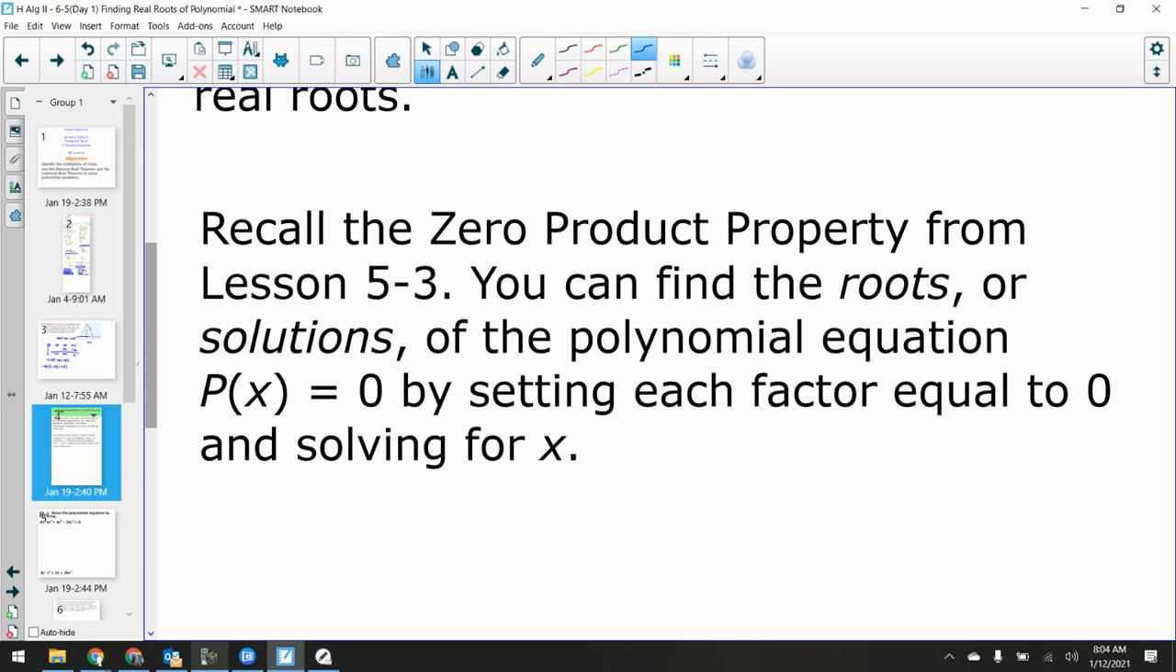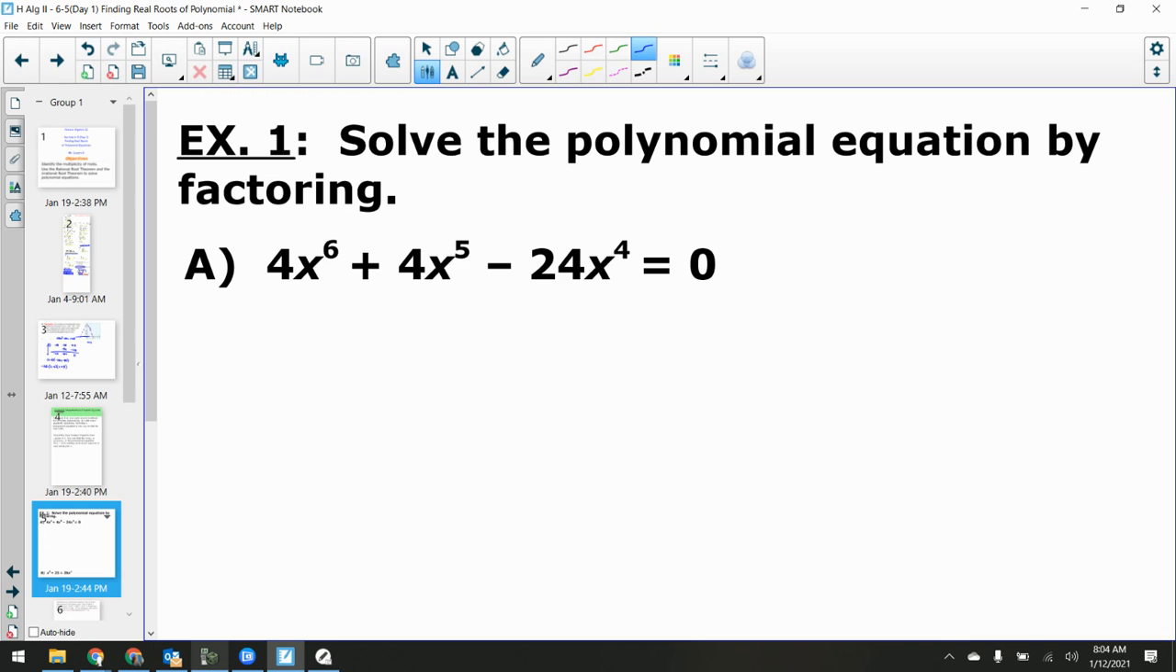Okay? So what we're going to do here is factor it down. This entire polynomial, we're going to factor it down and set each piece equal to 0. So take a look here. Here's our first example. We've got 4x to the 6th plus 4x to the 5th minus 24x to the 4th. So let's start with our flowchart. Is there any GCF? What is it? 4x to the 4th. So let's remove it. That means my leftover is x squared plus x minus 6. Still all equaling 0.